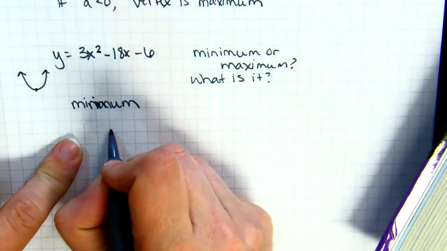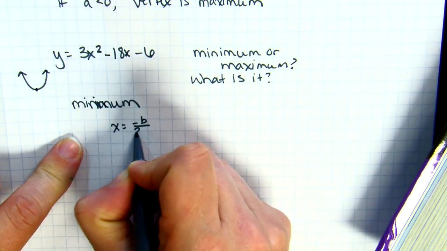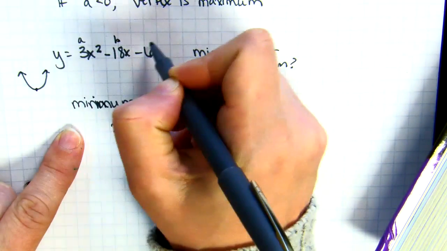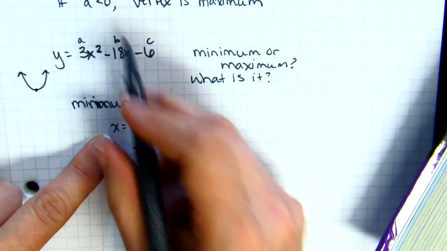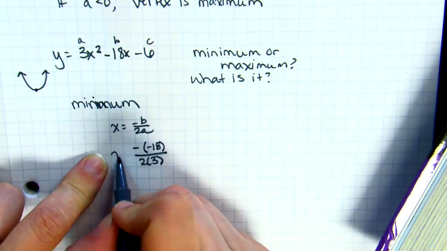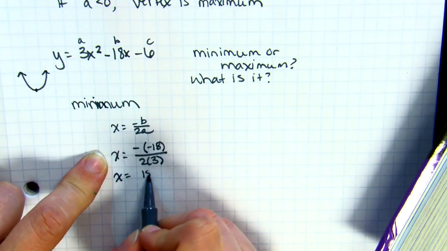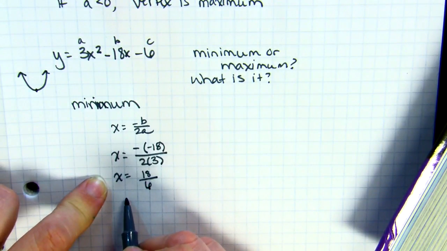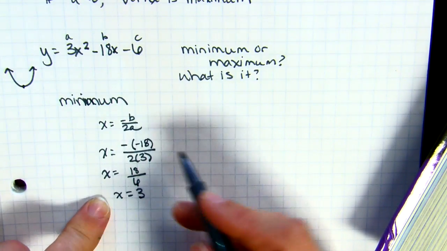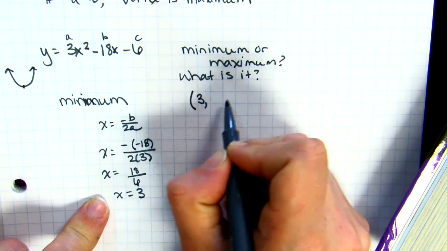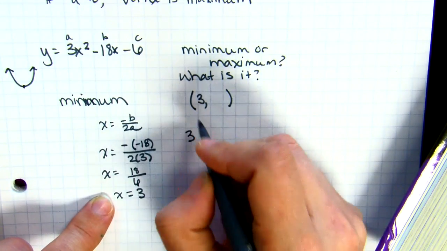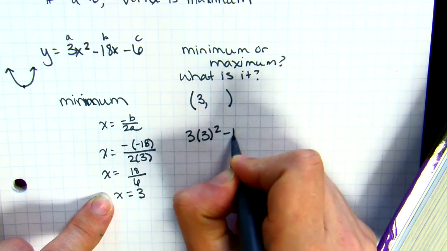Then, in order to find it, I need to use my axis of symmetry to find the coordinates of my vertex. So this is A, this is B. So I have negative B over 2A, so negative negative 18 over 2 times 3. So that's a positive 18 over 6, and 18 divided by 6 is 3. So my axis of symmetry is 3, which means the x-coordinate of my vertex is 3. So now I need to substitute that into my equation to find what the y value is. So put in 3.